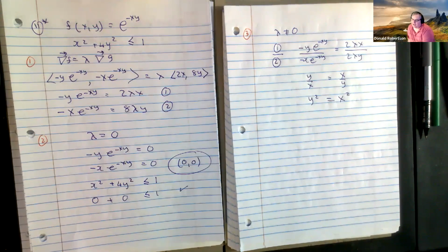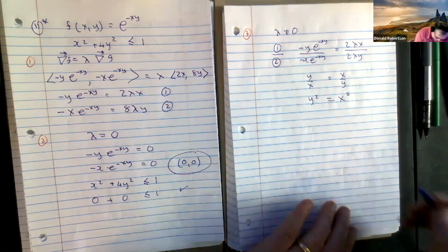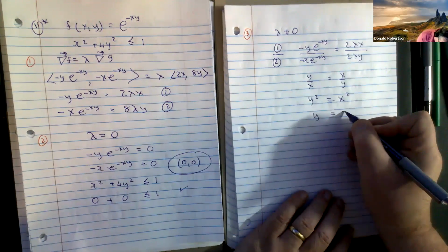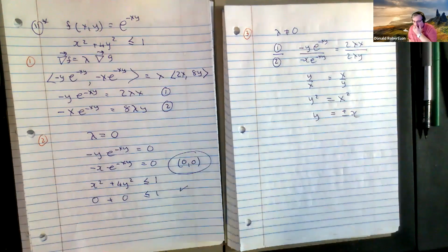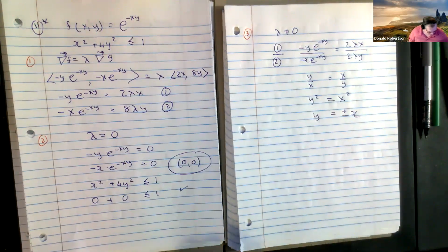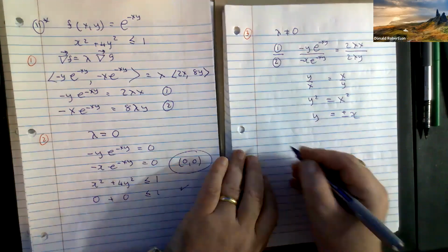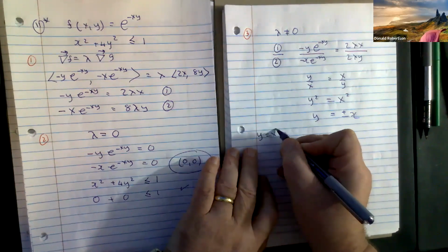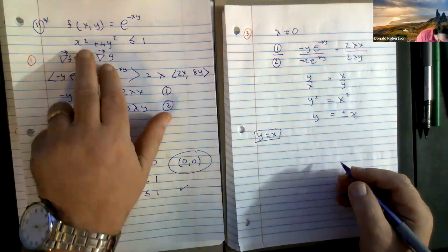Isn't y squared going to be x squared? And that means that y can be plus or minus x. So there are going to be two choices. Right. Now I'm going to my constraint. So I'm first going to try out y equals x and see what we get.